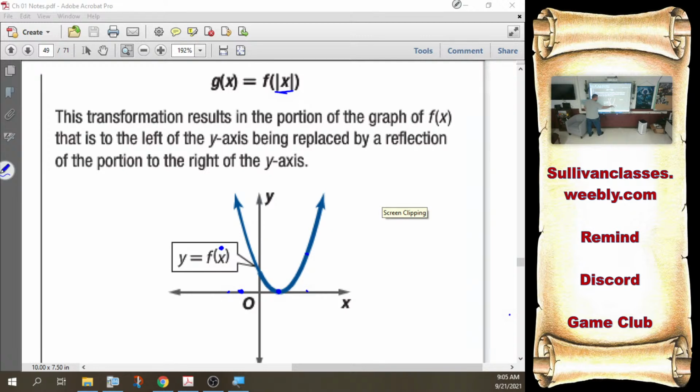So that's the rule that we're going to write on here. If we absolute value just the input, that means right side mirrors to left. And it overwrites it.